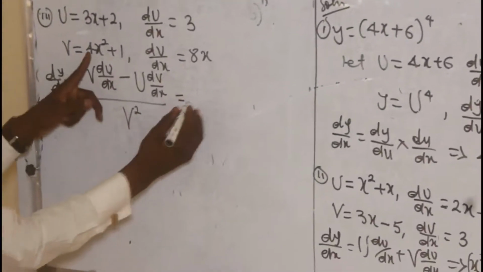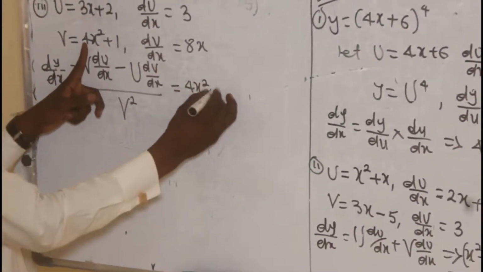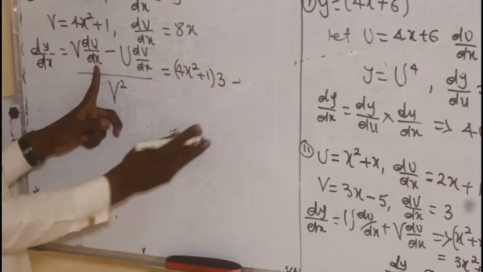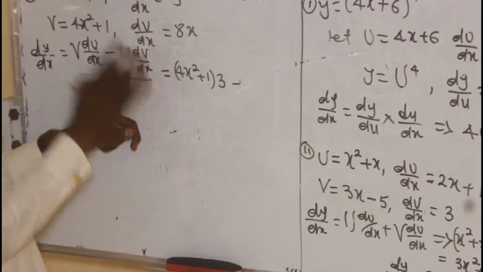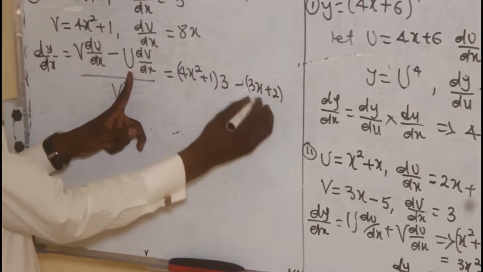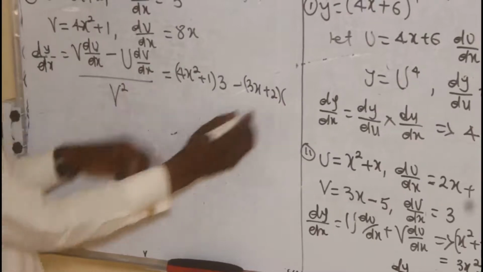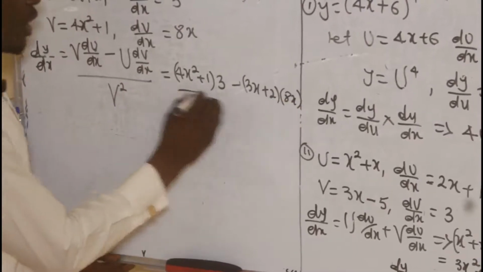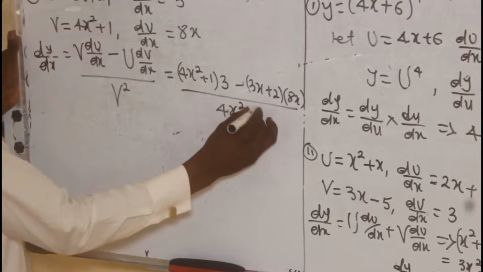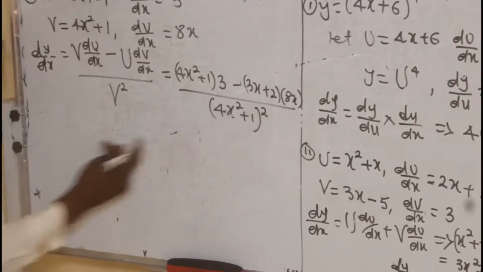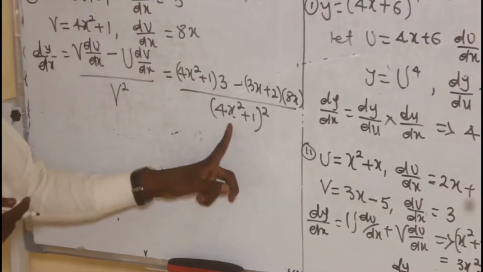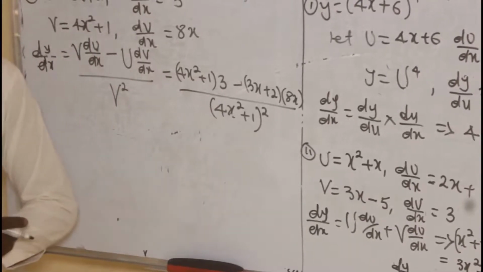What is our v? 4x squared plus 1. Du dx is what? 3. Minus, are we together? What is our u? 3x plus 2 multiply by, what is our dv? 8x. All this over v squared. What is our v? 4x squared plus 1, all squared, because the formula is v squared, right? And our v is 4x squared plus 1. Class, are we together? Are we going to leave it like this?